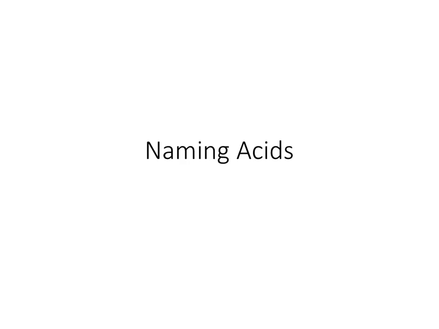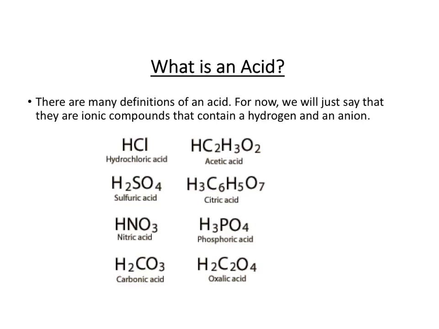In this podcast, we're going to look at how we name acids. So first off, you need to know what an acid is. For right now, we're just going to say that acids are ionic compounds that contain a hydrogen and then a negative ion or an anion.